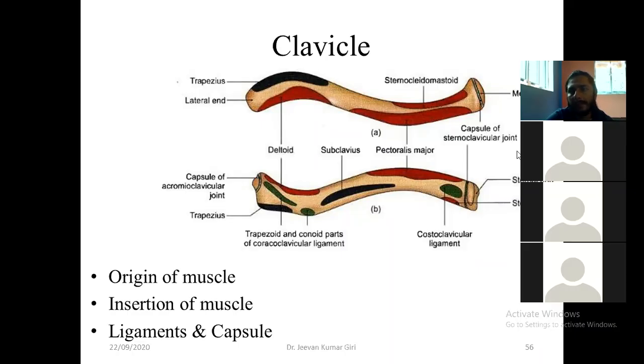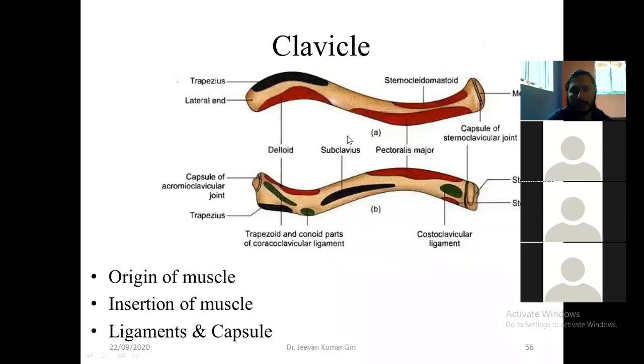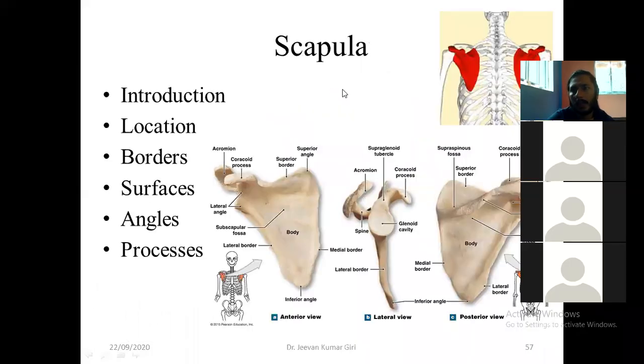Okay. So this is about the clavicle, the features of the clavicle and the attachments on the clavicle. You have to write this during the exam and you have to draw the diagrams also. So these are the diagrams for the features of the bone and this is the diagram for the attachments on the clavicle. So these are the four diagrams you have to do in the exam. Now next I'll go to the scapula.